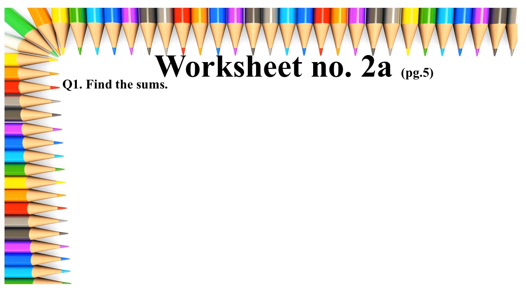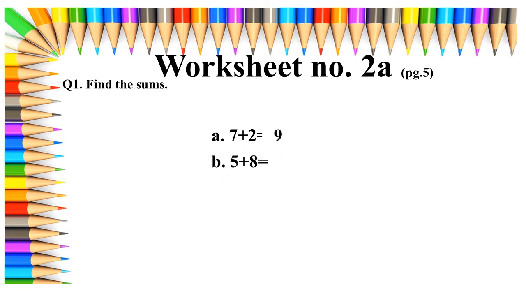Okay class, now take out your maths workbook and open worksheet number 2A. So the question is, find the sums. Students, sum is another name of addition. 7 plus 2. So 7 is the bigger number and 2 is the smaller number. So 7 in my mind and 2 on my fingers. Now start forward counting from 7 and cover 2 fingers. 8 and 9. So 7 plus 2 is equal to 9.